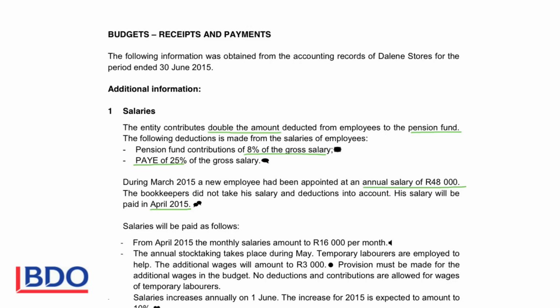If we look at the additional information, from April, the monthly salaries amount to 16,000 per month. The annual stock taking takes place during May. Temporary labourers are employed to help. The additional wages will amount to 3,000. They don't say 3,000 per employee, so the total additional wages is 3,000. Provision must be made for this additional wages in the budget. No deductions and contributions are allowed for wages of temporary employees.